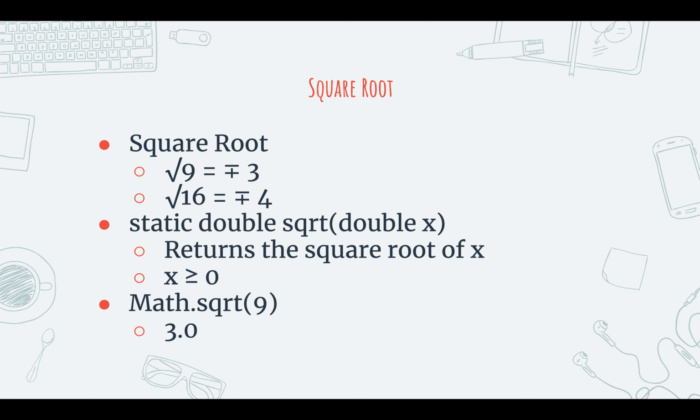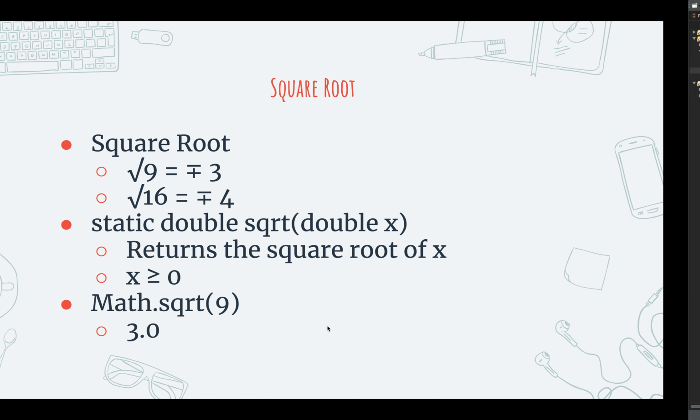The square root method returns a double. Even if you give it an integer, it's going to convert it into a double. And the identifier that we have for it is x. Whenever you input something into the square root method, it should be greater than or equal to 0. An example of this is if you print out Math.sqrt 9, and it should return you 3.0.